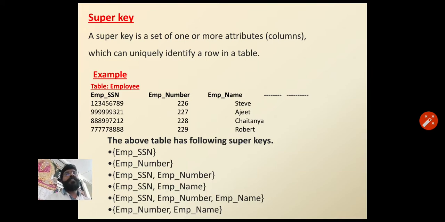So students, this is clear. A super key means a set of one or more attributes which can uniquely identify a row. Next, candidate key.